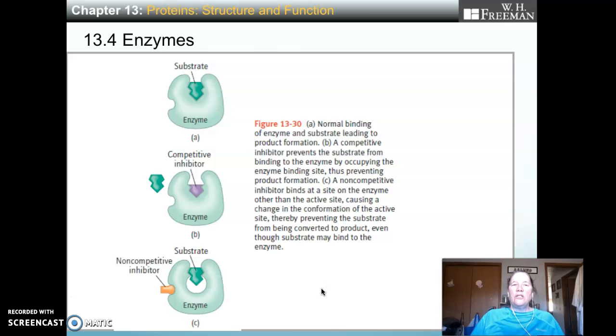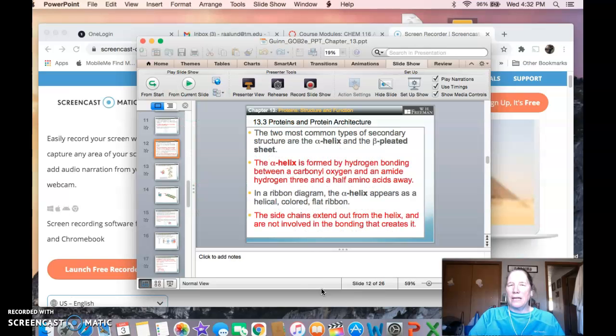So changes in heat, changes in pH, just like we talked about with protein denaturization. Well, it's the same thing because an enzyme is a protein. But these are the different ways that enzymes can be changed. Competitive is right at the active site, and non-competitive is changing the shape enough so that it still doesn't work. It doesn't fit the way it's supposed to. And I think that's it.